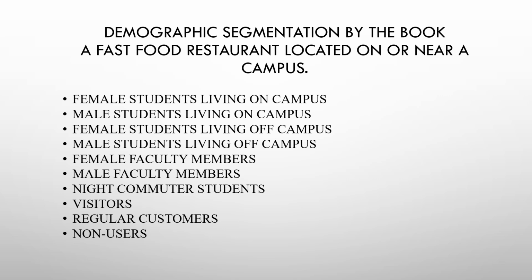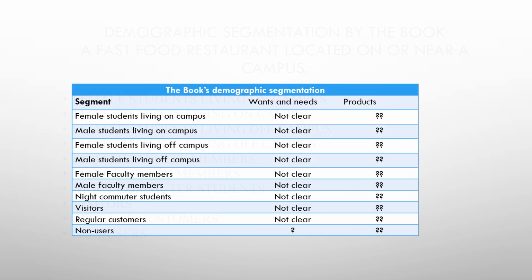In terms of demographic segmentation of fast food restaurants, they identified female students living on campus, male students living on campus, female students living off campus, male students living off campus, female faculty members, male faculty members, night commuter students, visitors, maybe even regular customers or non-users of the product. So these are some examples of the demographic segmentation that your book had suggested. If we were to segment the market that way, the real question is, what are their wants and needs, and then what products would we market towards them?